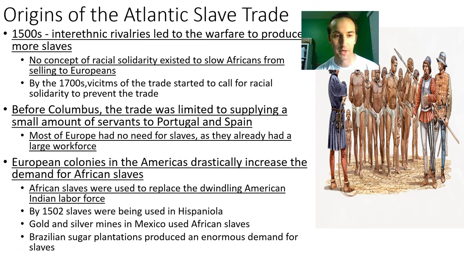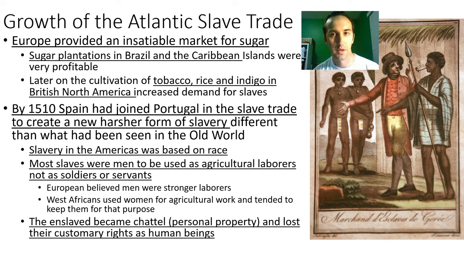The gold and silver mines, like in Potosi in Mexico, used African slaves. In Brazil, we started to see massive sugar plantations producing an enormous demand for slaves from Africa. Sugar was nothing new, but because of these massive plantations in the Americas, this allowed for an expansion of sugar in Europe, and it became really profitable. Sugar was big money. Desserts became big money and much more popular in Europe. And because of an increase of demand for sugar, this resulted in an increase of demand for slaves to make that money. And so we started to get huge sugar plantations in Brazil and in the Caribbean islands, making a lot of money.